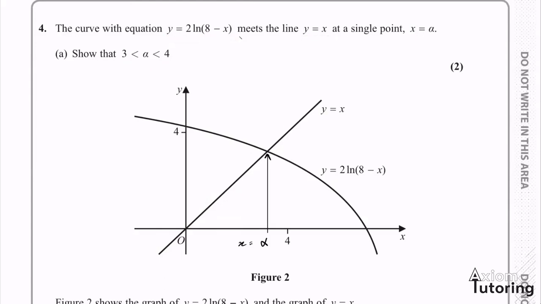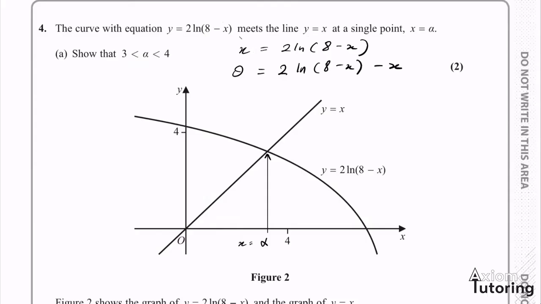So if I actually go through the first step or two of how we would solve for an exact value of alpha, that will kind of give us the key to unlocking this part of the question. So let's write out y equals x subbed in to this expression. So that's going to be x equals 2 ln of 8 minus x. If I move the x onto the right-hand side, I would get 0 on the left, and I'd get 2 ln 8 minus x minus x.